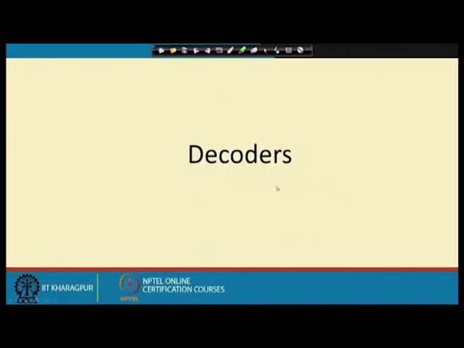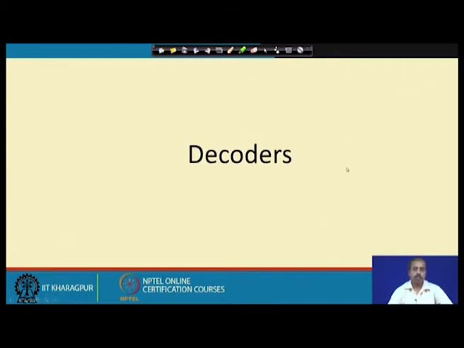As a result, there are many integrated circuit chips that have been developed that realize these functions in them. So, we can use those chips directly. We do not have to do it in terms of basic logic gates. That way the design process becomes simpler. We will be looking into this one by one.